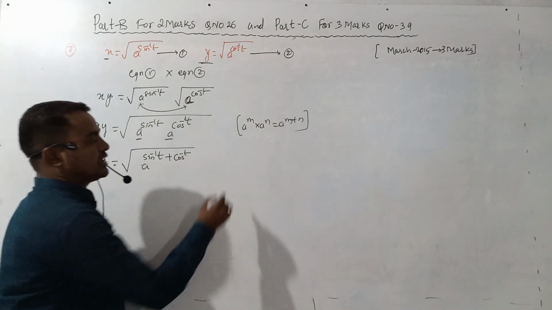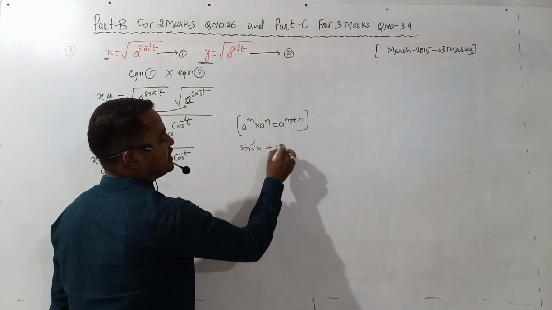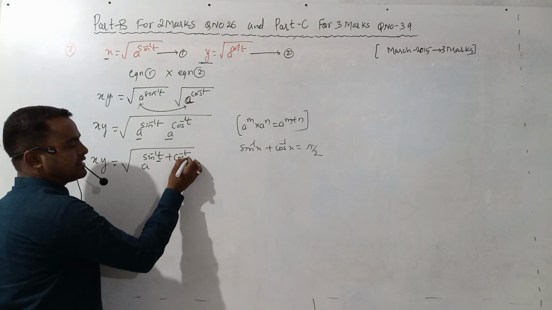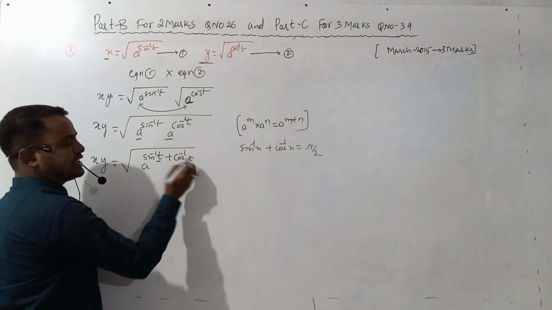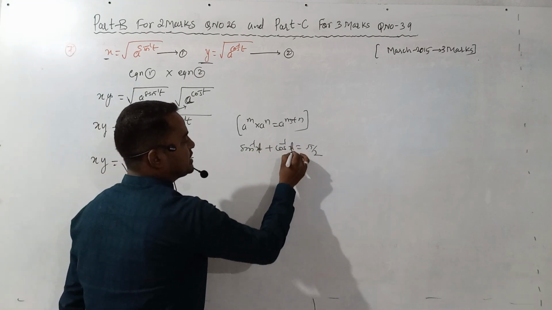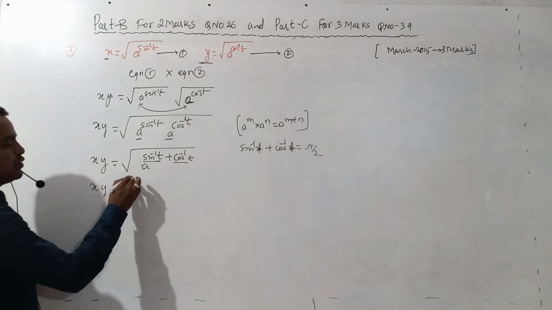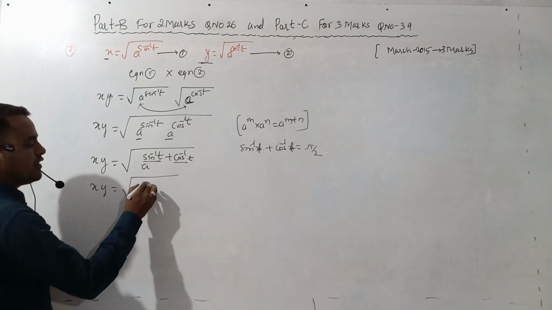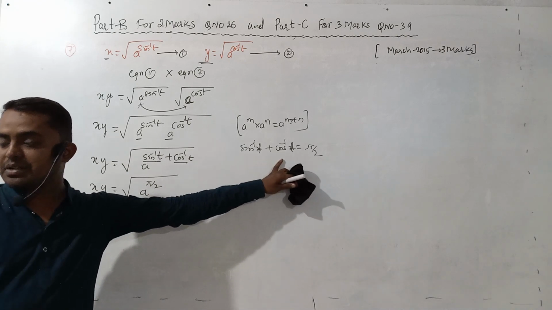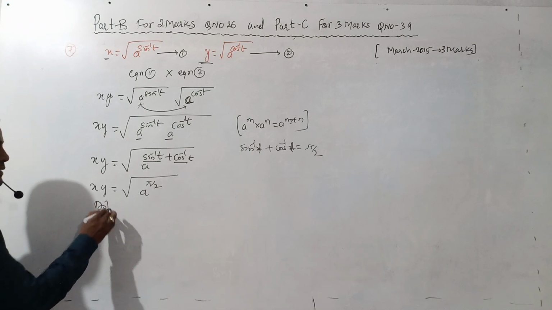We know the property of inverse trigonometric functions: sin inverse x plus cos inverse x is equal to pi by 2. Instead of x, t is there. So sin inverse t plus cos inverse t is replaced by pi by 2. That is, xy is equal to root of a raised to pi by 2. Now differentiate with respect to x.